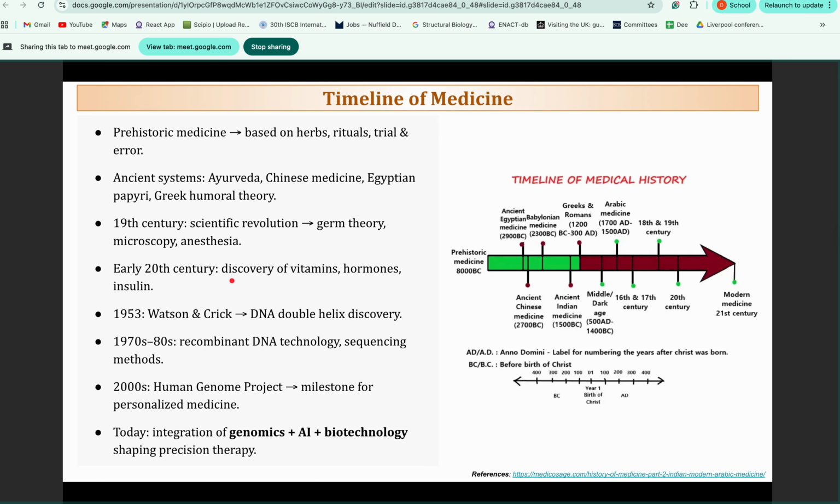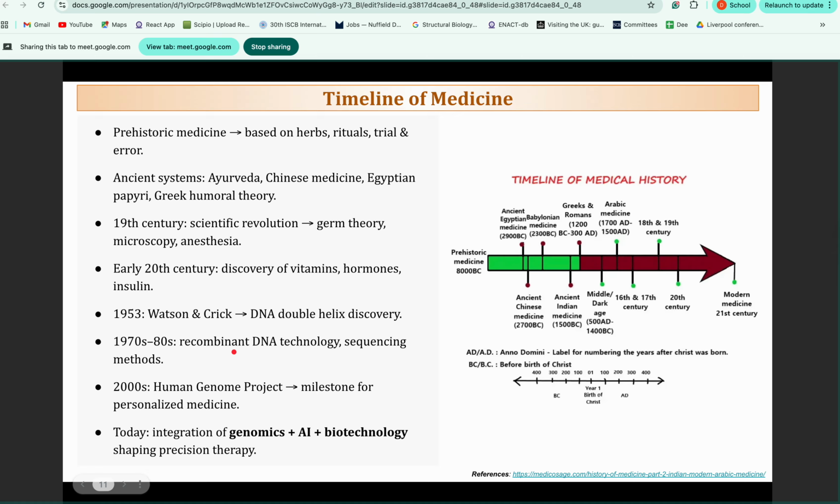In the early 20th century, vitamins, hormones and insulin were discovered. In 1953, Watson and Crick gave the DNA double helical model. In the 1970s to 1980s, recombinant DNA technology came in, and sequencing methods came in. So this shows how the advancement took place.